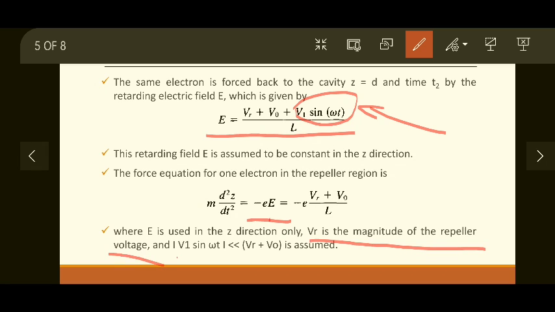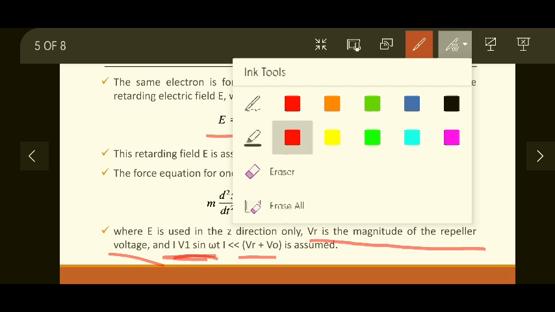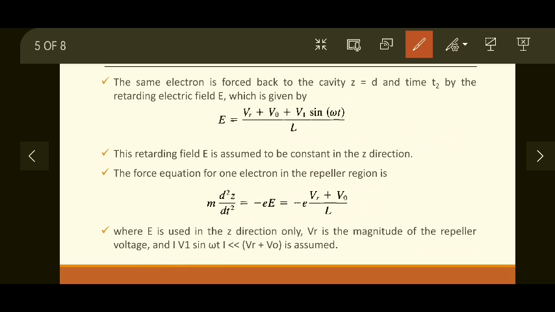Why? Because we are assuming that V1 sin omega t is too small compared to this DC voltage. Microwave inputs are of very small power, that means very small voltage, in comparison to the DC voltage, and that's why we can neglect it. These are very large numbers compared to the microwave input signal. So we are neglecting the AC part. So minus e (Vr plus V0) upon L is our equation for the force of one electron in the repeller region.